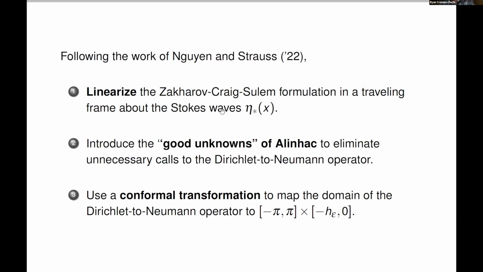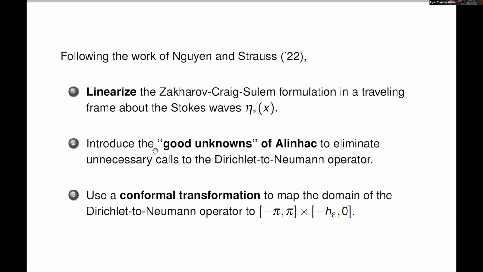You're going to notice in that formulation that there are a lot of calls to the Dirichlet to Neumann operator, which is basically mapping the Dirichlet conditions of the velocity potential to the normal derivative of the velocity potential at that free surface. And that's a very nasty operator to work with. So any chance you have to eliminate some of the calls to that operator, it's a good thing to do.